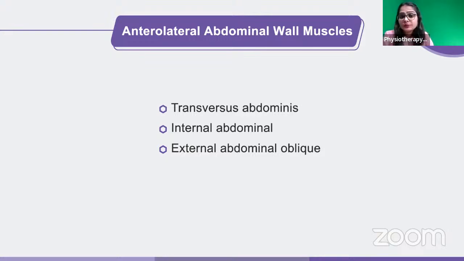Now, what are the anterolateral abdominal wall muscles? As I've told you, your core is divided into three parts: anterior, anterolateral, and posterior abdominal wall muscles. Anterior, we have covered two: rectus abdominis and pyramidalis. Anterolateral are three: transversus abdominis, internal abdominal muscle or internal oblique, and external oblique muscle. These three are part of the anterolateral abdominal wall muscles. So now we will study each of them.